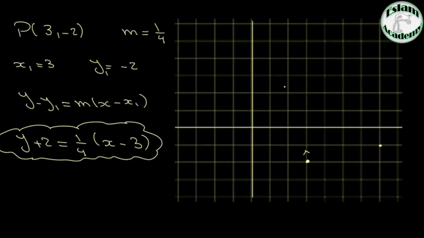For any 2 points, there is exactly one line passing through them. So we can draw the line which passes through the 2 points. That's the graph of the line which passes through the point (3, -2) with a slope equal to 1/4.